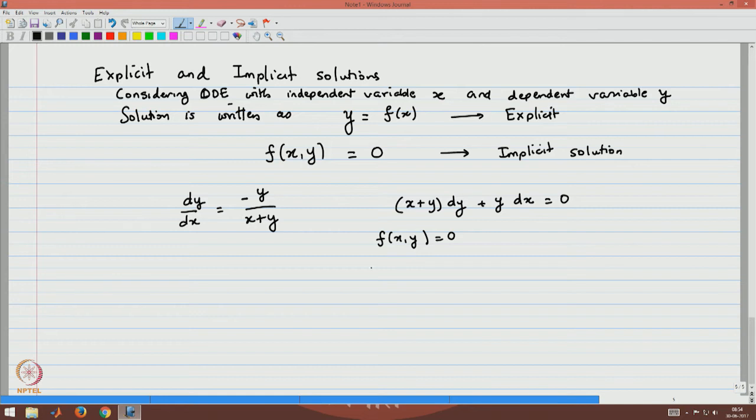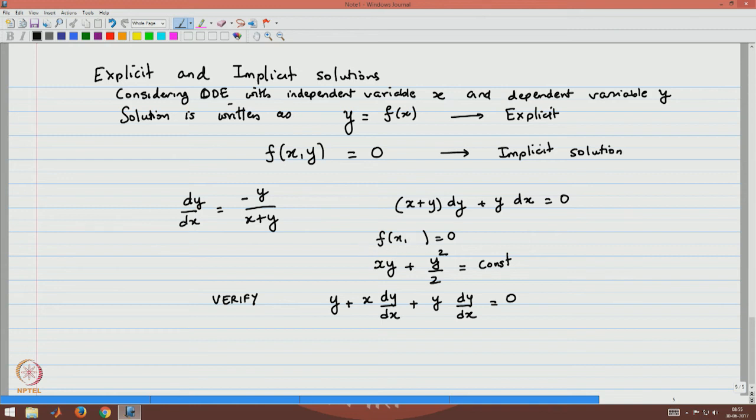In this particular case, we will show you how to work this out, but the solution can be written as x y plus y square by 2 equal to constant. I have not shown you, but you can verify that this is a solution. Suppose I differentiate with respect to x, what I will get is y plus x dy by dx plus y dy by dx equal to 0, and you can see that this will give us this expression.